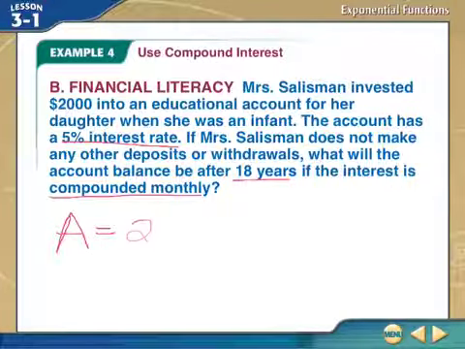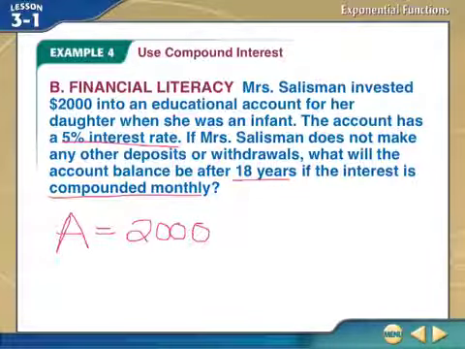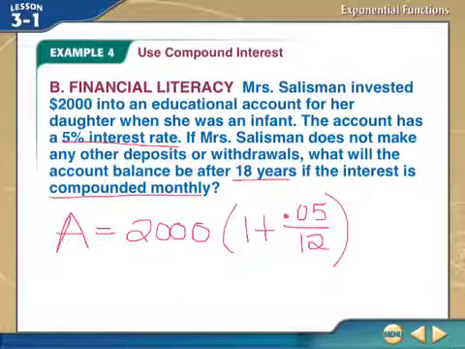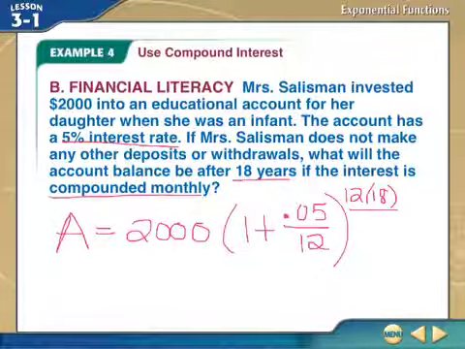So here we go. We have 2,000 times 1 plus. Remember, 5% has to be converted to a decimal, which is 0.05. And this time, n is 12, since there's 12 compoundings in a year, or 12 months in a year. And we're going to then take 12 times 18, which is the number of interest payments that will occur over those 18 years.